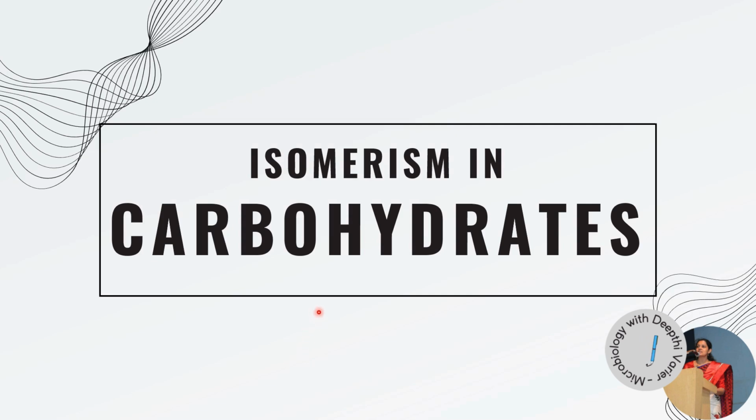Now, as you all know, carbohydrates are an important biomolecule that you find abundantly in nature. And isomerism is one of their very key properties. So in this video, we'll look at the different types of isomers and isomerism that you find in carbohydrates. And we'll also see how it's contributing to the function of carbohydrates.